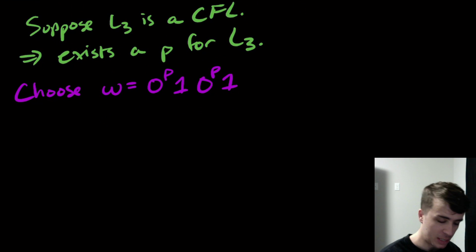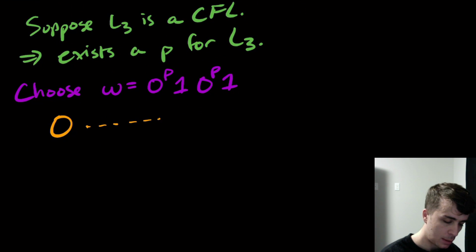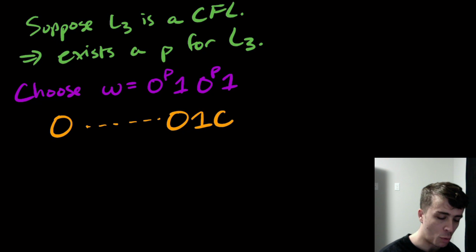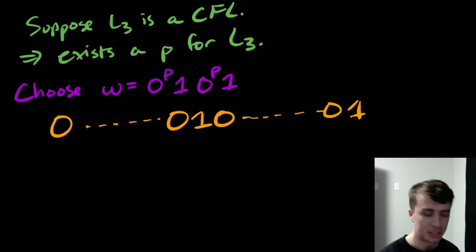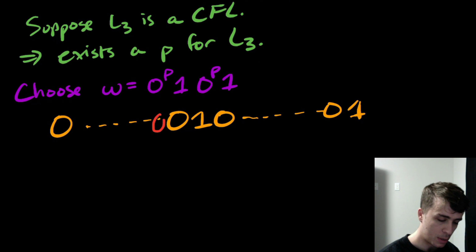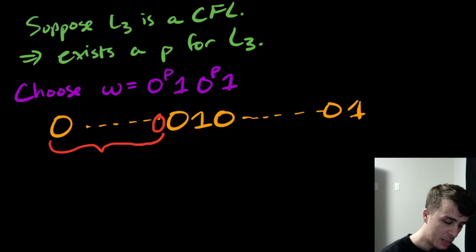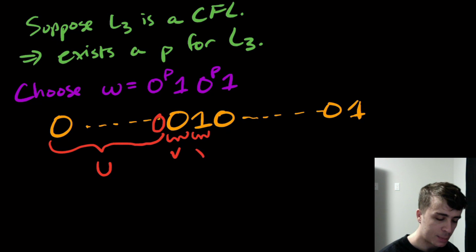So here's what the decomposition looks like. If I have a bunch of zeros, a single one, then a bunch of zeros, and a single one after that, then what I can actually do is this decomposition. The U part is right here. The V is a single character, the 0. The X part is the 1 right here. The Y is just the single 0. And the rest of it is the Z part.